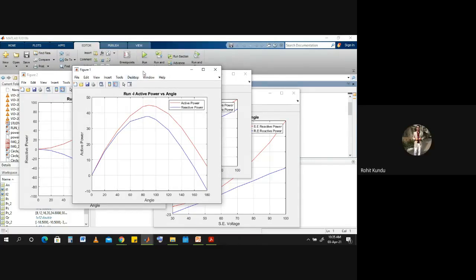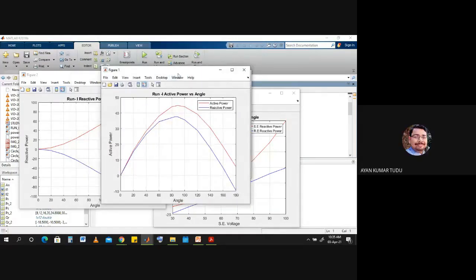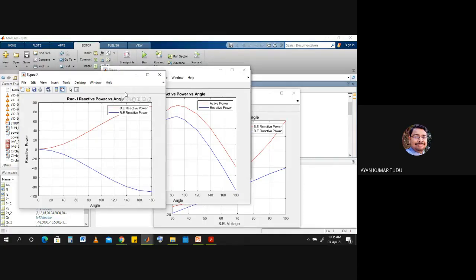Yes, sir. So run one, as you can see, active power versus angle. The red line is for the sending end active power, and the blue one is for the reactive power. This is for our run one. This is the curve that we should be getting, correct? This is the reactive power versus angle. As you can see, the receiving end power is increasing and the reactive power value is decreasing as we go on changing the value of delta from 0 to 180.